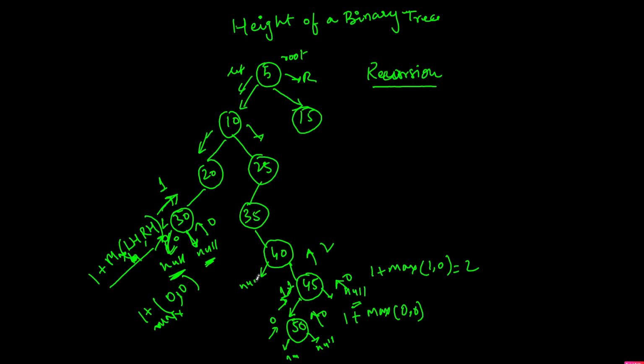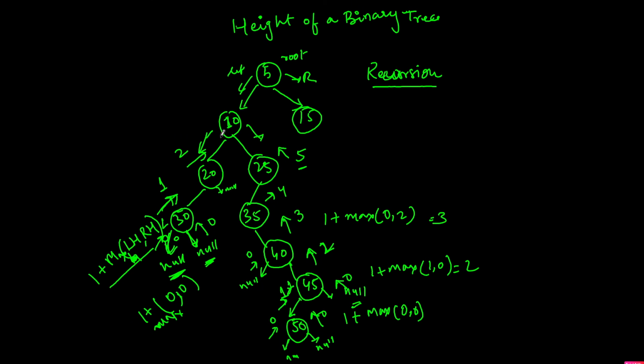Similarly, here, this is null, so this will return 0. From here, we got 2. So it would be 1 plus max of 0, comma 2. So that would be 3. So 40 will return 3. Similarly, 35 will return 4 and 25 will return 5. Now here, 30 returns 1. Here this is null, so 20 will return 2, right?